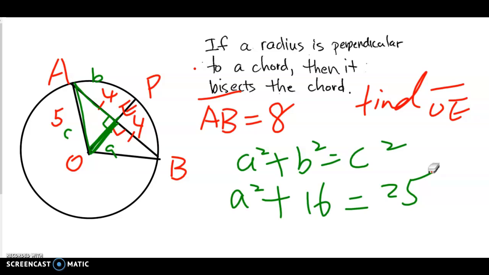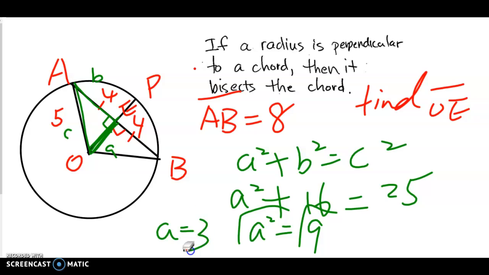Okay, so now we subtract 16 from both sides. So A squared equals 25 minus 16, which is 9. And then we take the square root of both sides to find A. So the square root of 9 is 3. So A equals 3. So OE is equal to 3. Then we find the answer.